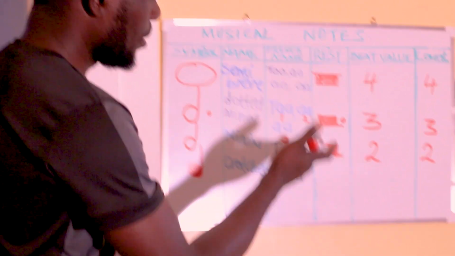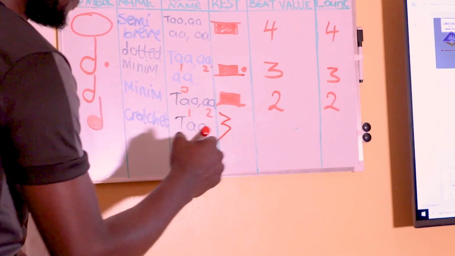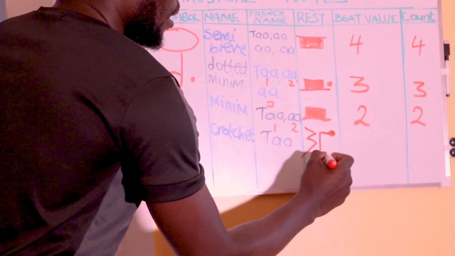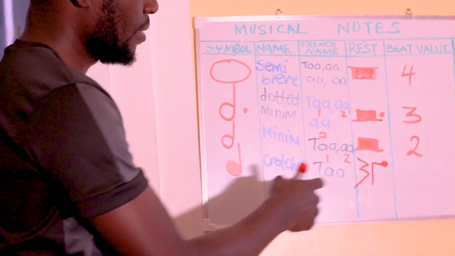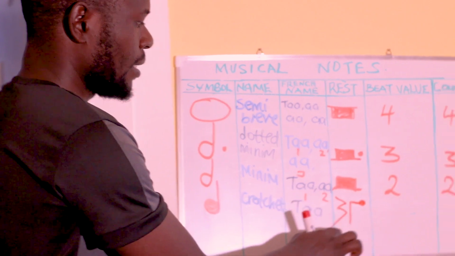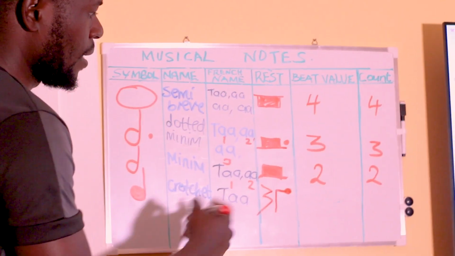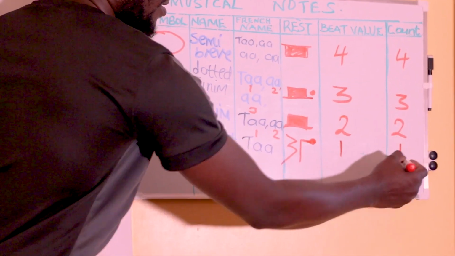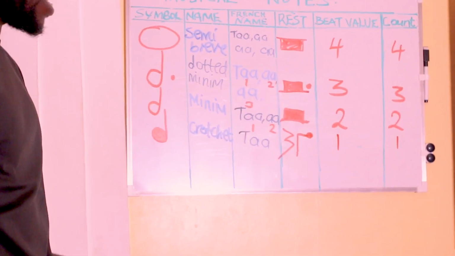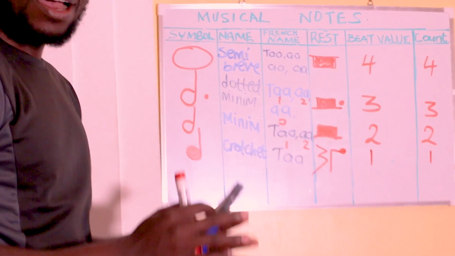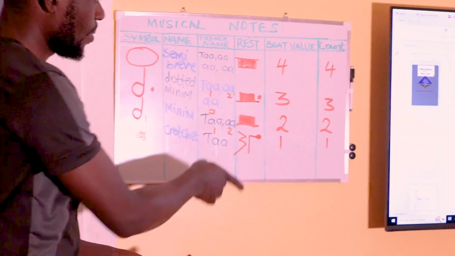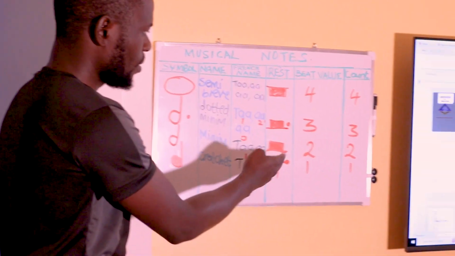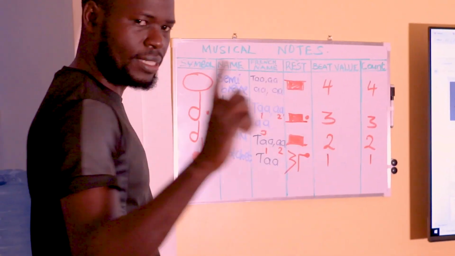Now the rest symbol is in lightning form. You can write a lightning or an inverted 7. These are the rests; they have to rest. Lightning symbol or inverted 7. Then the number of beats: we have ta, which means we have 1, and the count is also 1, where we count ta, ta, 1, 1. So this one is a whole note: 4 beats, 3 beats, 2 beats, 1 beat, and the count is 1.